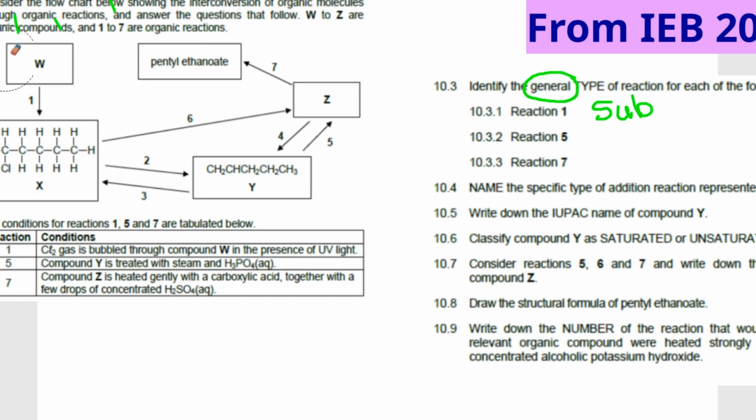Then for reaction 5, let's see what's going on there. For 5, we are going from something that has a double bond, because we've already established that there's a hydrogen missing here, because each carbon must have 4 bonds.